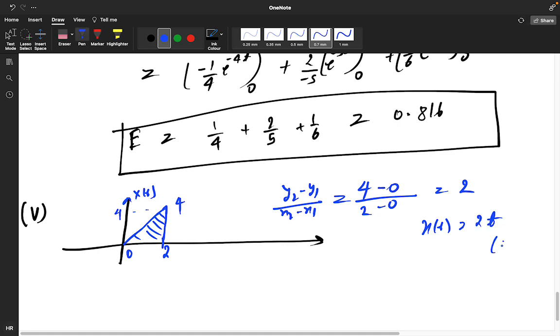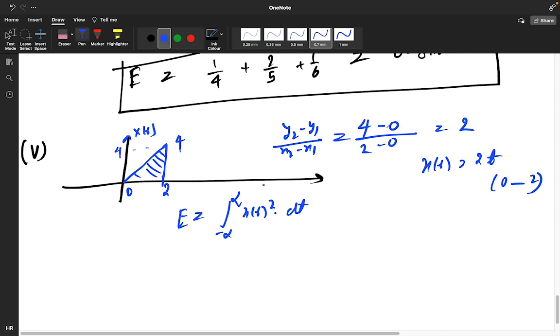But it is in the range of 0 to 2. So this is the meaning of this particular graph. So you need to find the energy. Energy is the integral from minus infinity to infinity of x(t) the whole square into dt. You need to find the equation.